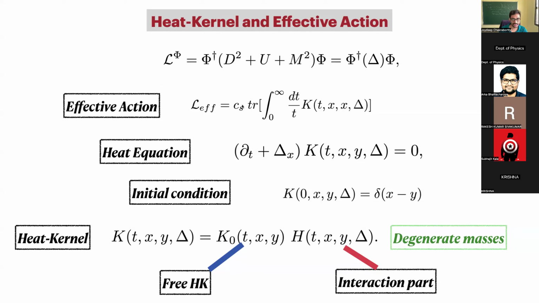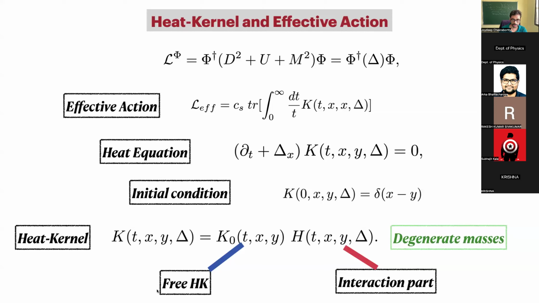And then the effective action you can write down in this particular format, where K is the heat kernel. Now what is the heat kernel? The heat kernel is nothing but the solution of this heat equation. This delta is basically like a Laplacian operator, and del t is not the time, but like a Schwinger parameter. The interesting part of the heat equation is that it's linear in the Schwinger parameter, but quadratic in space-time, okay? And this differential equation can be solved with the initial condition that K at t equal to 0 is delta(x minus y).